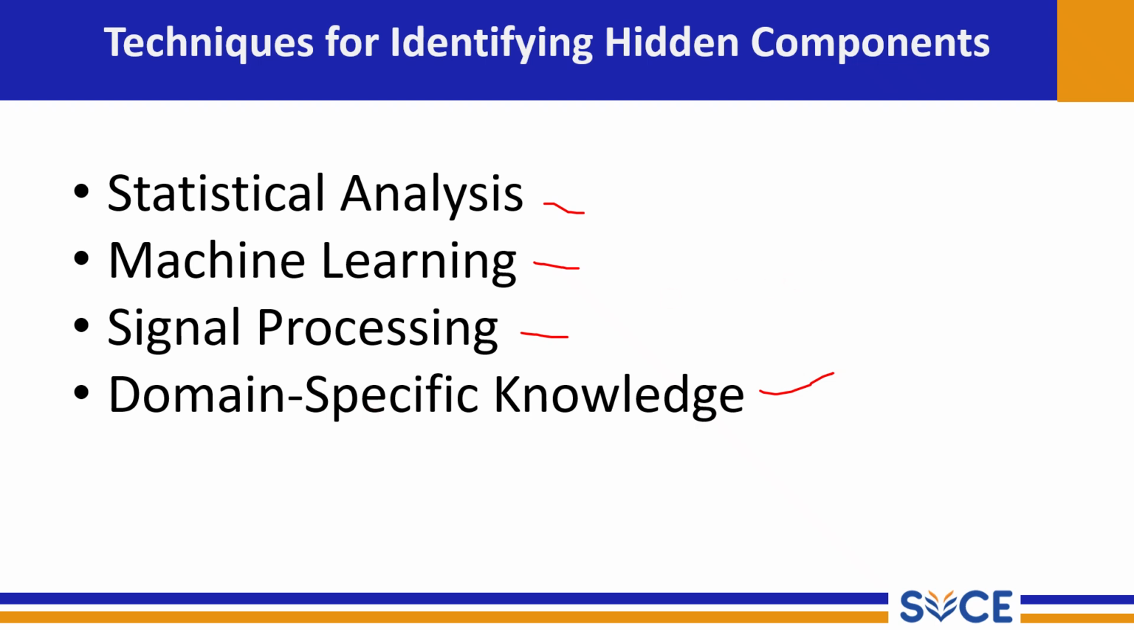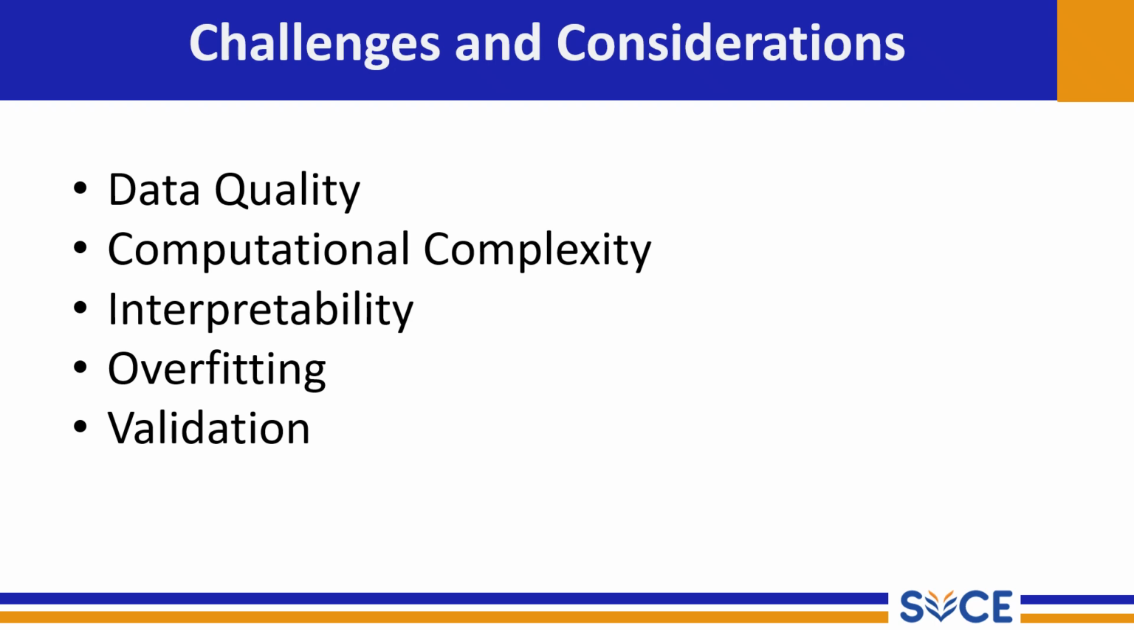Okay, the next one is that we have the challenges and considerations. Identifying and extracting the hidden components can be a challenging task. Some of the challenges and considerations include, first one, data quality. The quality of the data is crucial for successful component extraction. Noisy or incomplete data can make it difficult to identify the hidden components.